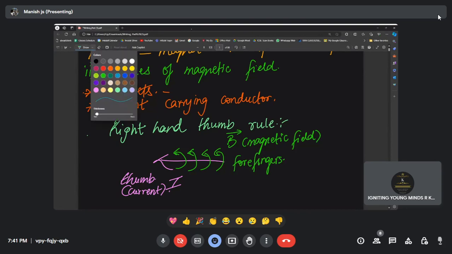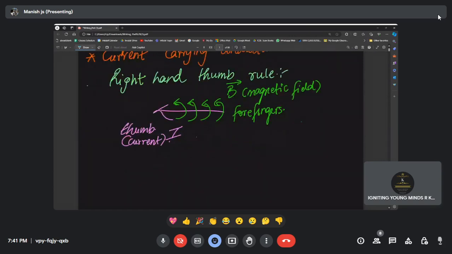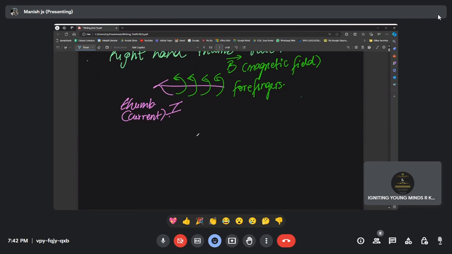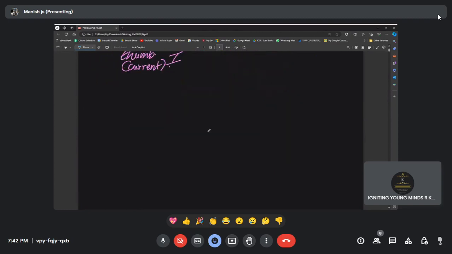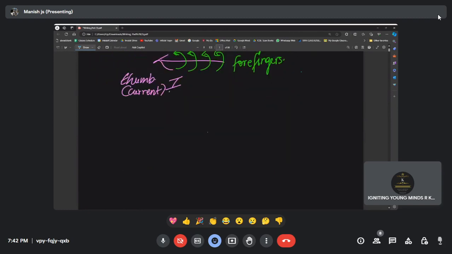So this is the idea of the right hand thumb rule. The right hand thumb rule tells you when you hold a current carrying conductor using your right hand, then the thumb indicates the direction of current, and the remaining four fingers which coil around indicate the magnetic field surrounding the conductor. So what is the pattern of magnetic field around a straight current carrying conductor? This is the rule basically.